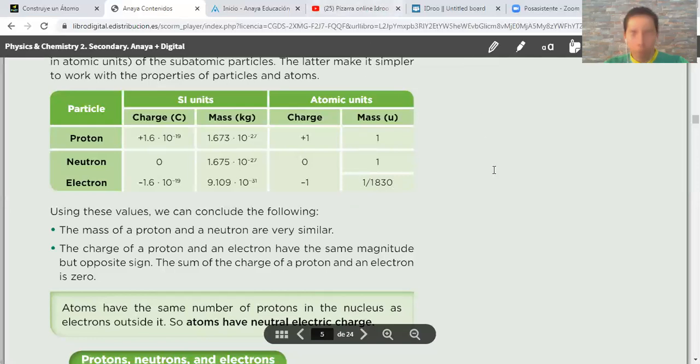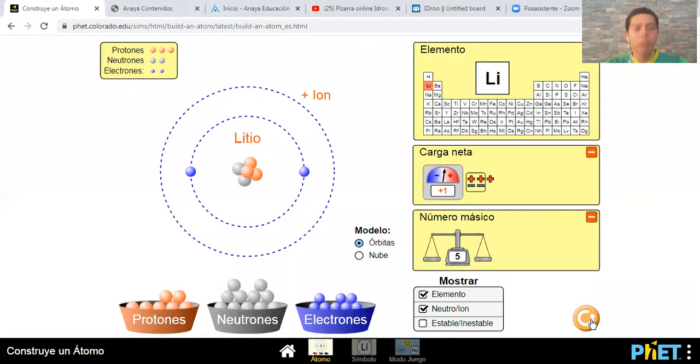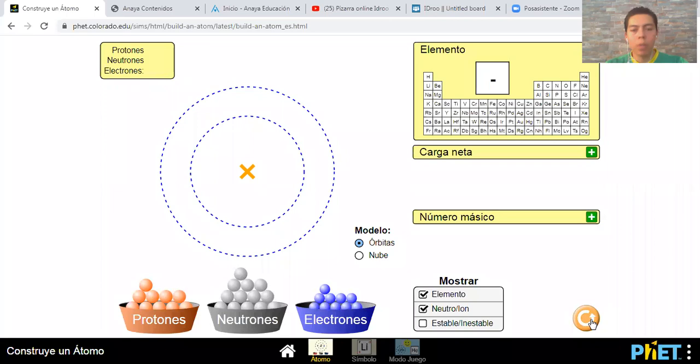So to better understand this information, I already prepared a simulation about how to build atoms. Going to start over here. This is the planetary model that we're going to be using for this year. It's not the most appropriate one. Next year, you're going to learn more about it. However, this model is going to be useful in order to analyze the general properties of atoms.